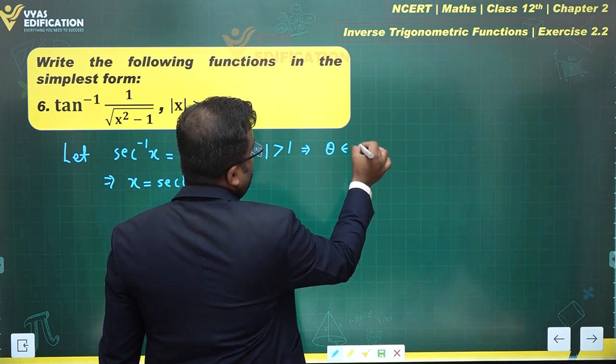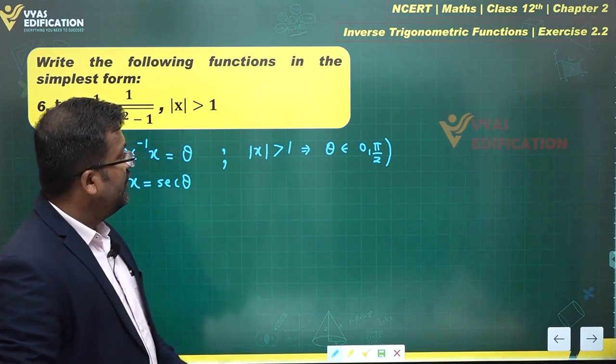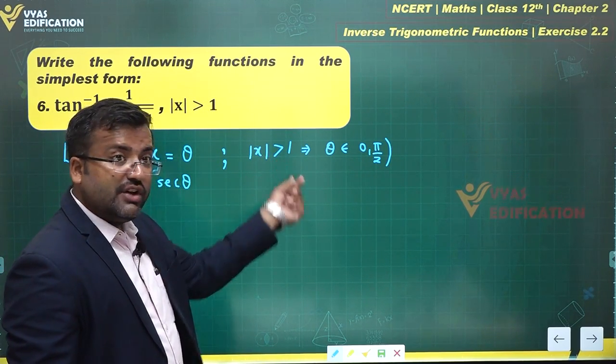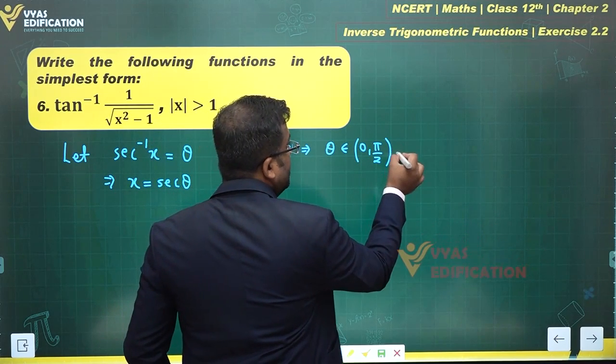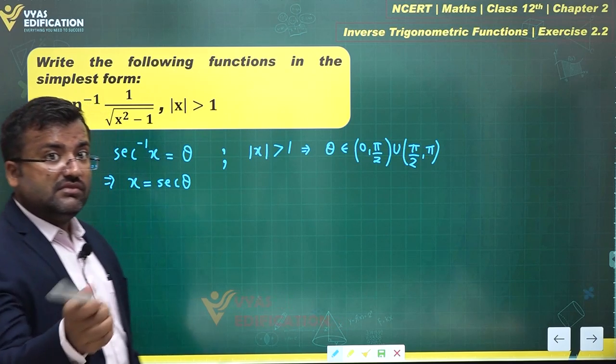belongs to 0 comma pi by 2. Pi by 2 is open for sec theta, and moreover, since it is greater than 1, not equal to 1, 0 will also be open, union pi by 2 comma pi. This is the interval in which theta lies.